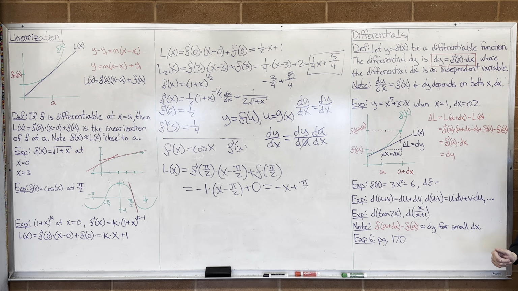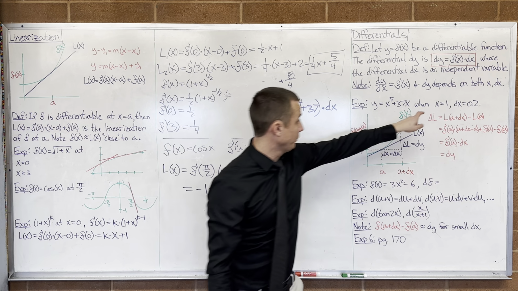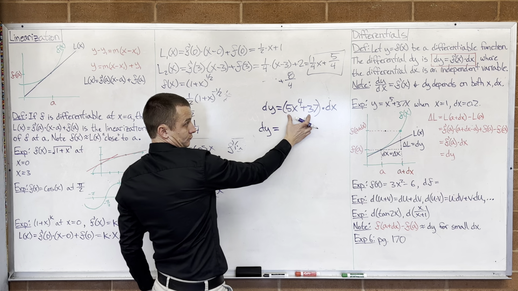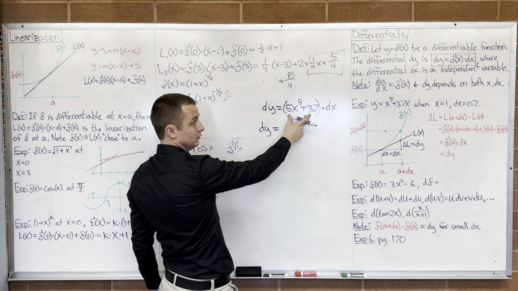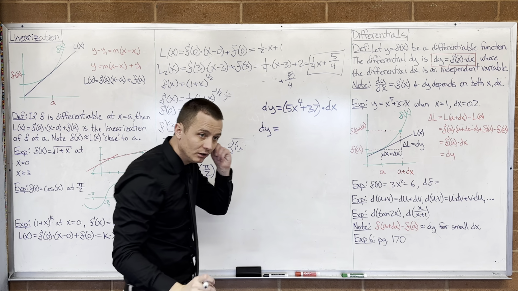So dy in that particular case is equal to, we plug in 1 for x, what do we get? 5 times 1 to the power of 4 plus 37. We're plugging in numbers. 1 to the power of 4 is 1, so 5 plus 37, which is 42, times 0.2.